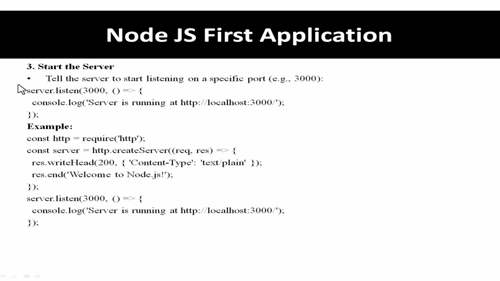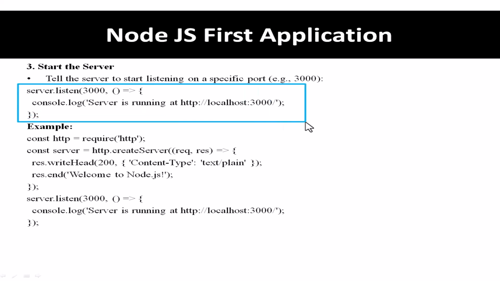Next, starting the server. If you want to start the server, a particular port number is given, 3000, listen 3000, comma. Here we are using an arrow function, as we have seen in JavaScript, and here we are going to type http://localhost, the server port number, localhost 3000. So you can start the particular server on the particular port 3000.